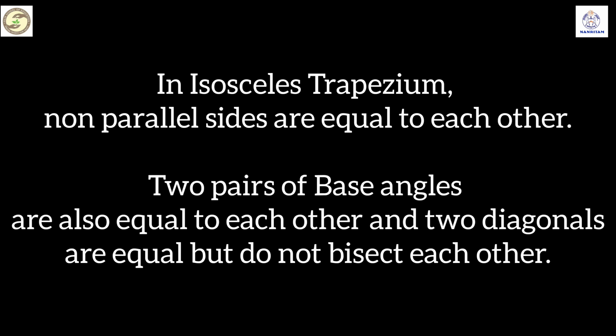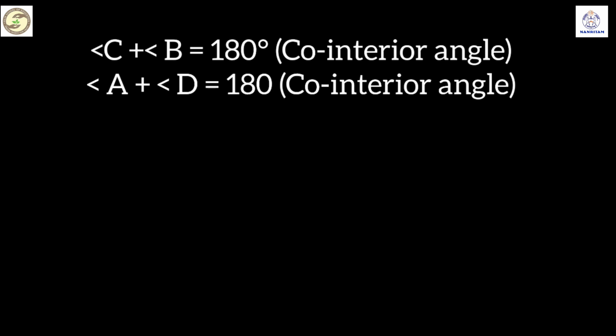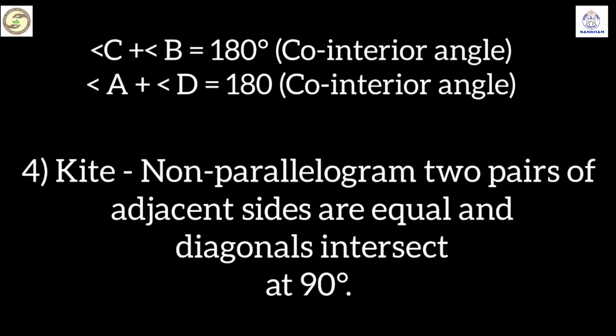Base angles A and B as well as C and D are equal to each other and two diagonals are equal but do not bisect each other. B plus C is 180 degrees because they are co-interior angles. A plus D is also 180 degrees. They are also co-interior angles. Kite is a non-parallelogram. Two pairs of adjacent sides are equal and diagonals intersect at 90 degrees.